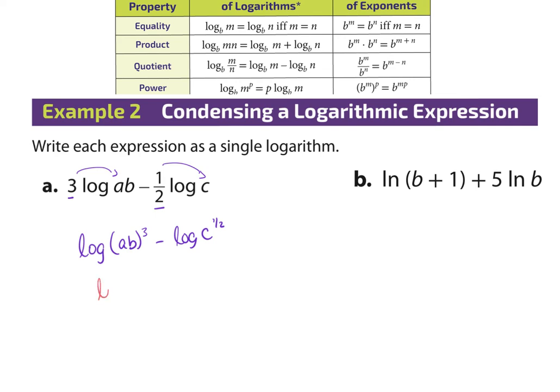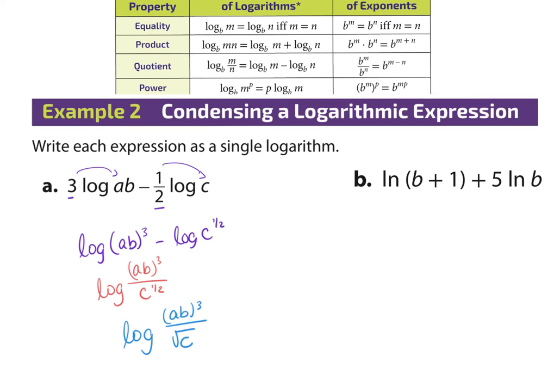So I'm going to say log, and the first one will be my numerator, and the second one will be my denominator. Now I can write that c to the 1/2 a different way, right? Any fractional exponent, that's going to be a radical. So I can write it one more time. Log of ab cubed over the square root of c.